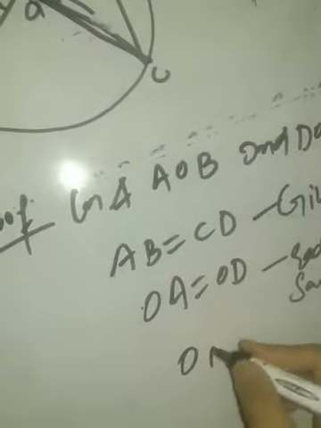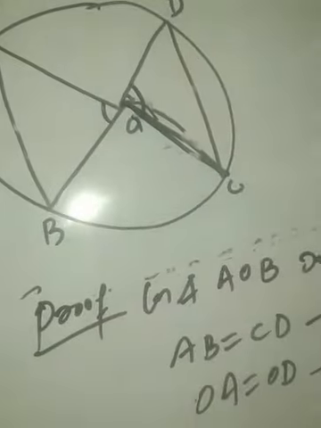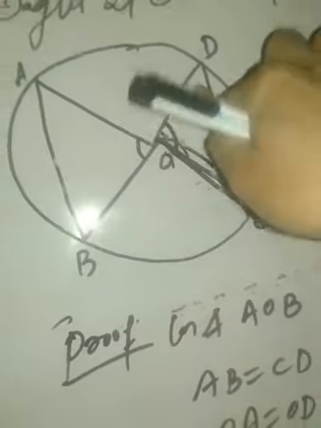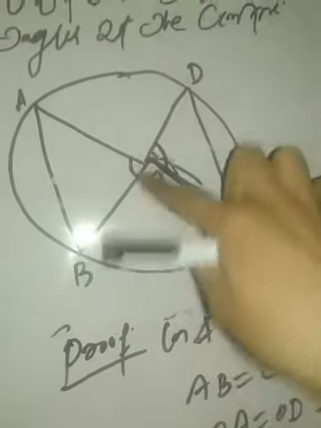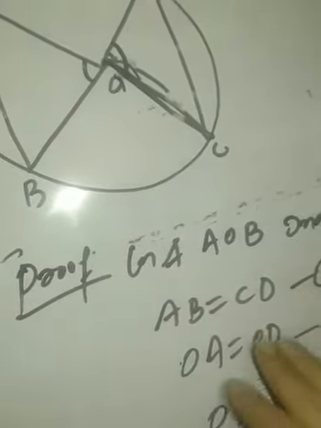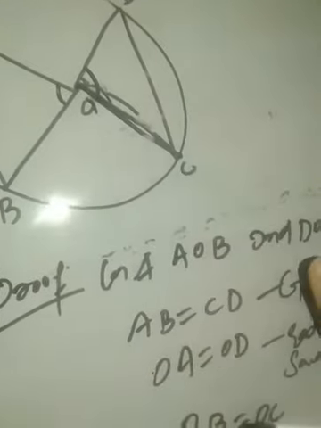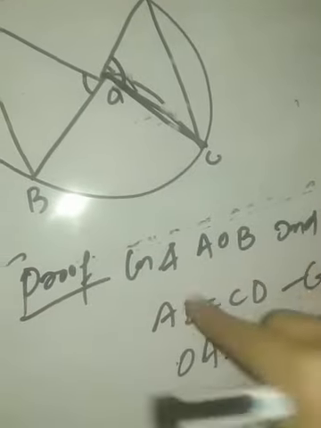Again, OB equals OC. Why? Again, radii of the same circle. OB is a radius, OC is a radius, so OB equals OC. OB equals OD also, but you should not confuse it with that. It is always OB equals OA equals OD equals OC. These are all equal, but we need the information which will make these two triangles congruent. So you should not confuse it. We take those radii which will help us in making these two triangles congruent.